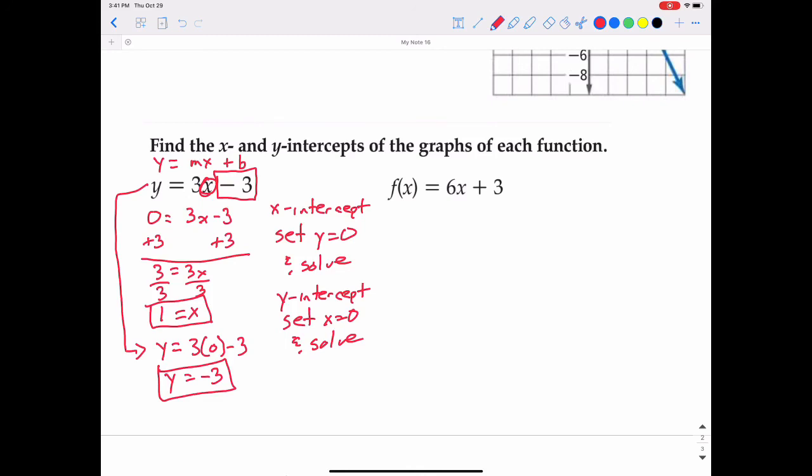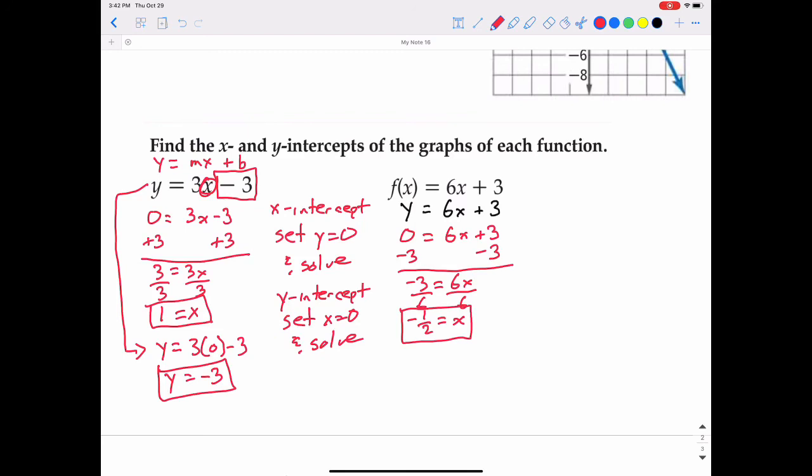And notice this one's written in function notation, but we already know that if it's in function notation, it still means y equals that function. So I'm just going to rewrite that with a y. So it's y equals 6x plus 3. In order to find the x-intercept, we are going to replace the y with 0. So we'd get 0 equals 6x plus 3. And we're going to solve for x. So subtract 3, so negative 3 equals 6x. Divide by 6, and x is going to be negative 3 divided by 6, which is negative 1/2. Don't leave it unsimplified. Simplify it.